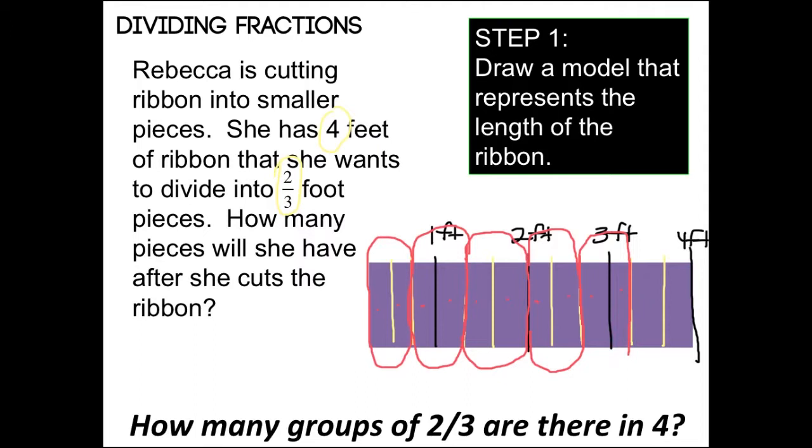And all we're asking is how many groups of 2/3 of a foot pieces are there in 4? So let's count how many groups we got, how many pieces we have after she makes the cut. So we have 1 piece, 2 pieces, 3 pieces, 4, 5, 6 pieces. So our answer is 6 pieces of ribbon.